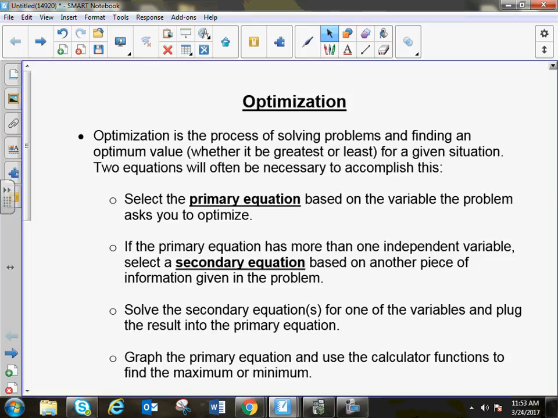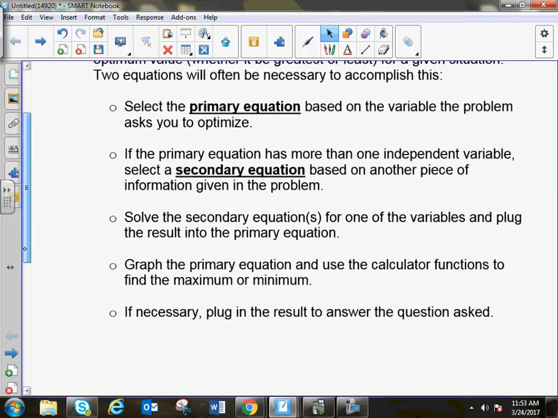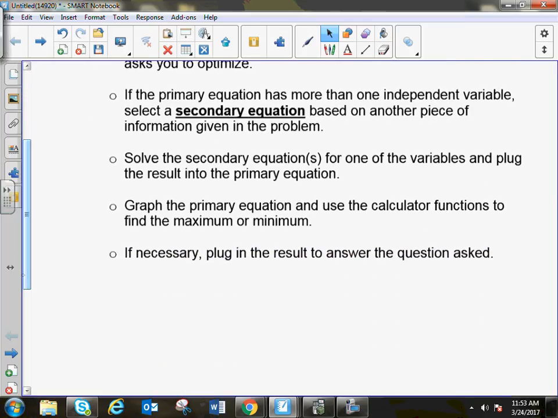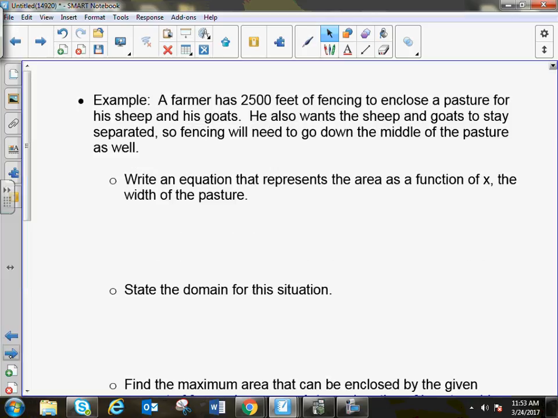But when you go back to do your homework, you might want to read the steps, if that's helpful to you. Turn the page and let's start with the example.